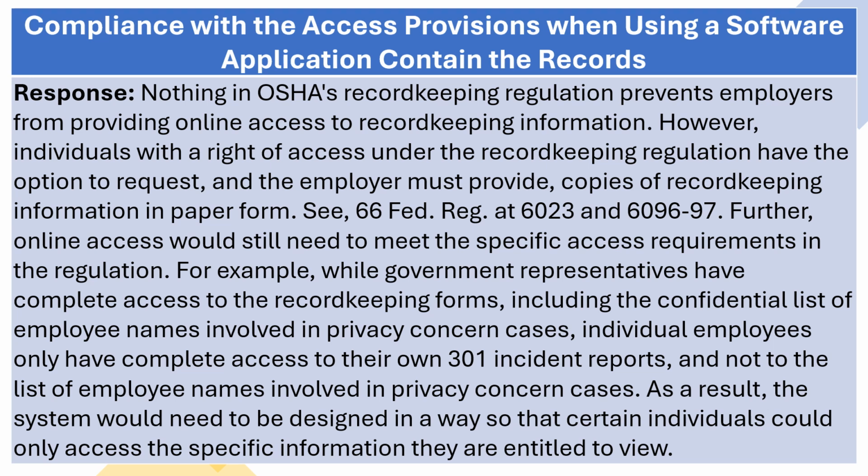Further, online access would still need to meet the specific access requirements in the regulation. For example, while government representatives have complete access to the record-keeping forms, including the confidential list of employee names involved in privacy concern cases, individual employees only have complete access to their own 301 incident reports, and not to the list of employee names involved in privacy concern cases. As a result, the system would need to be designed in a way so that certain individuals could only access the specific information they are entitled to view.